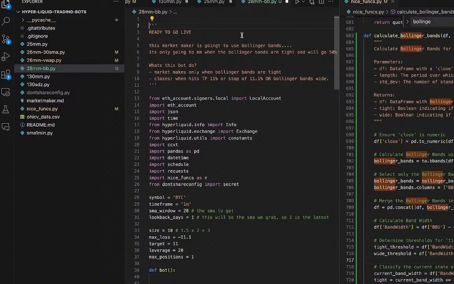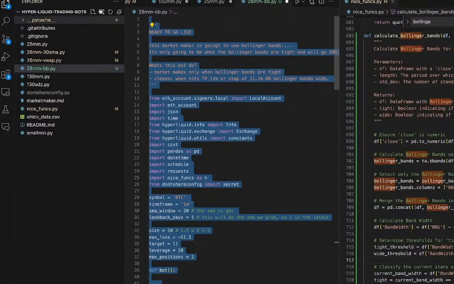We're gonna do another one. This one is using Bollinger Bands and only market making when they are tight. And then this next one is going to use linear regression channels.